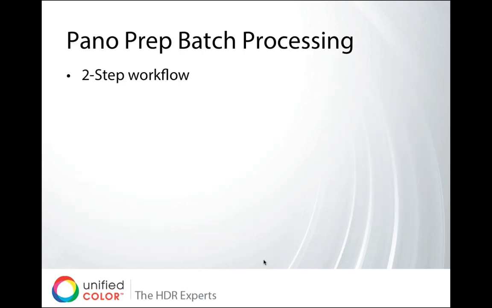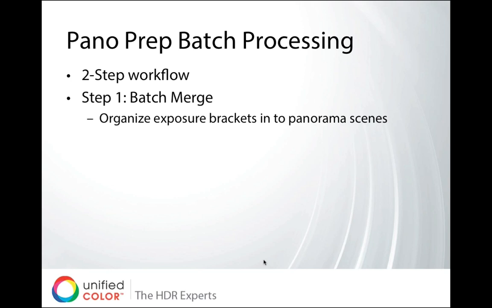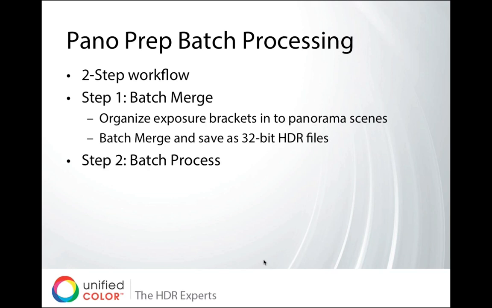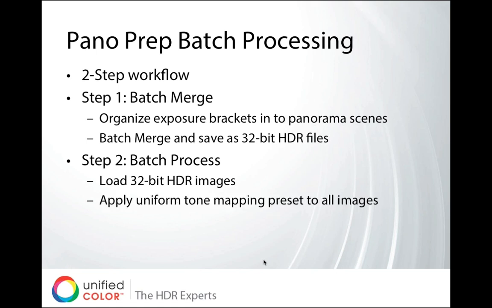Pano Prep Batch Processing is a two-step workflow. The first step is to do the batch merge. We're going to organize the exposure brackets into panorama scenes, and then we'll batch merge them and save them out as 32-bit HDR files that we then are able to take into the second step, which is the batch process mode. Here we'll load those 32-bit HDR images and then apply the uniform tone mapping preset to all of the images.